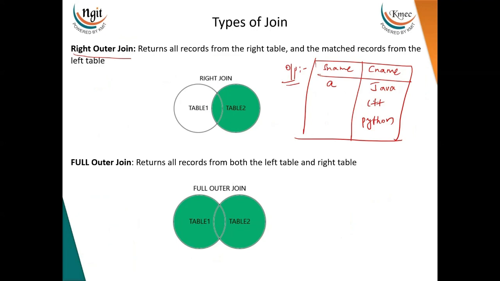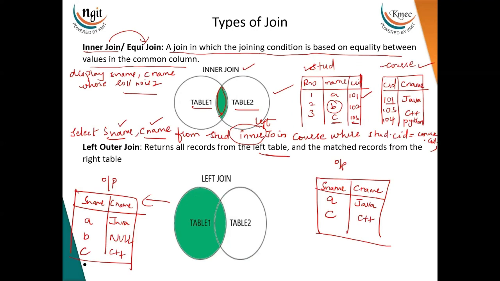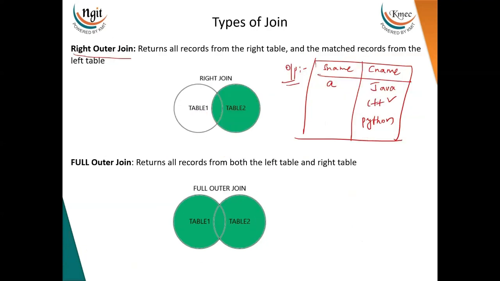Similarly, we have what? C++. Course ID for C++ we have. So the course ID for C++ is what? It is 103. Now let us check whether 103 is present in the student table or not. Yes, we have 103 in the student table. C as an output.